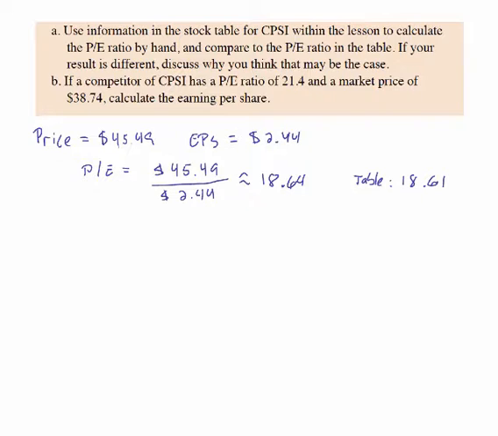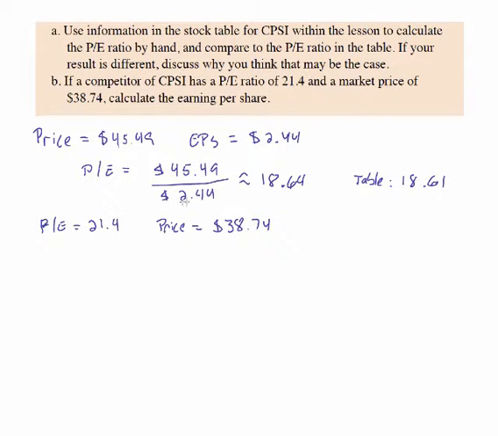It might be that the calculation that they do for PE ratio uses more decimal places than what's given within the table. Now in part B, we're given information about a competitor of CPSI, and since it's an unnamed competitor, we're not going to be getting information from a stock table. They're just telling us that for this particular company, the PE ratio is 21.4. And the current price is $38.74. And they would like us to find the earnings per share.